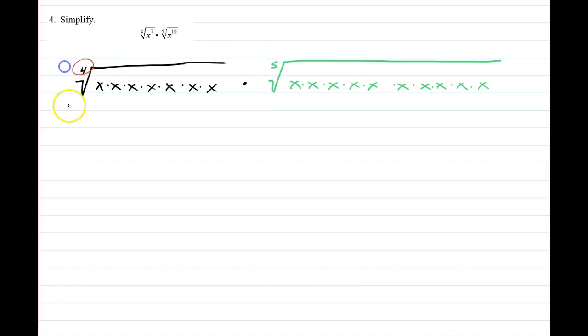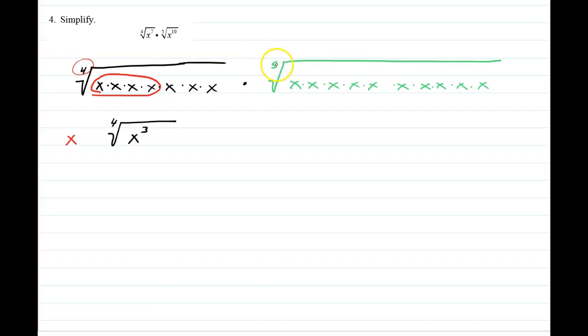So now I'm looking for groups of 4. So I have a group of 4 here. As soon as I circle it, it goes on the outside. And so now in order to have another group of 4, I only have 3, so I'm not able to circle that. And so this becomes the 4th root of x to the 3rd.